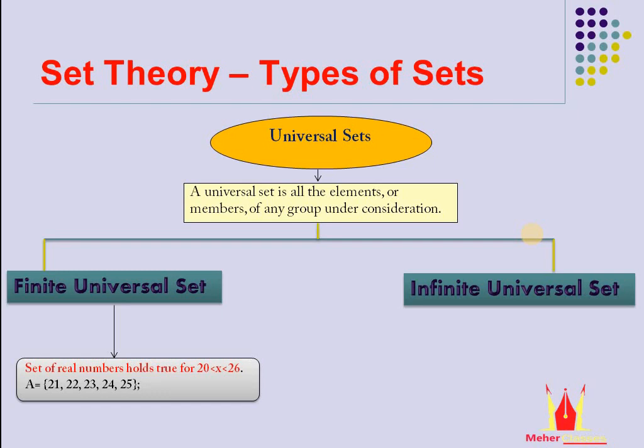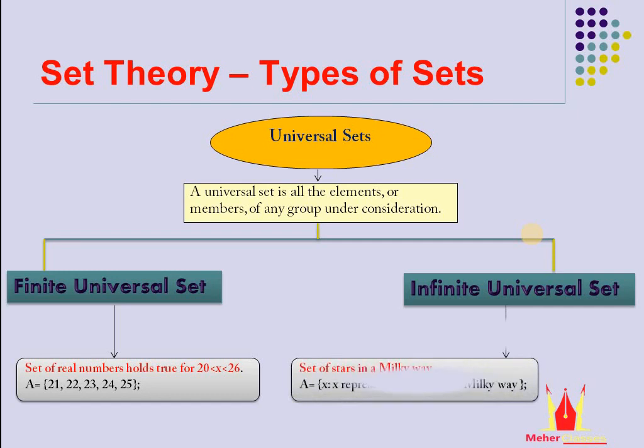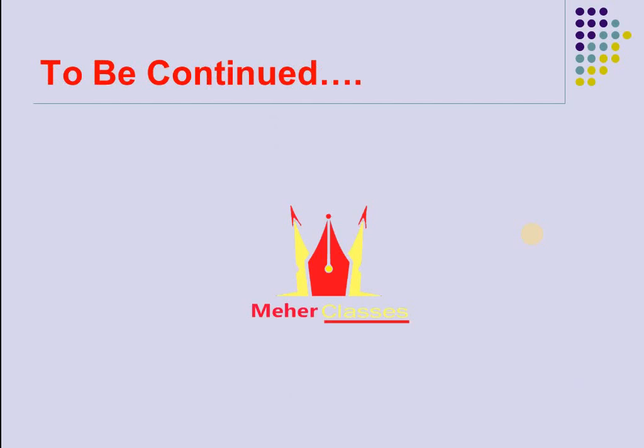Now let's talk about the infinite universal set. So again, I'll take an example of stars in the Milky Way because I'll consider a group of stars in the Milky Way. So the Milky Way is again its own fraternity, a solar system fraternity. So if I say that X represents a set of stars in the Milky Way, then X would be considered as your infinite universal set. So that's all.